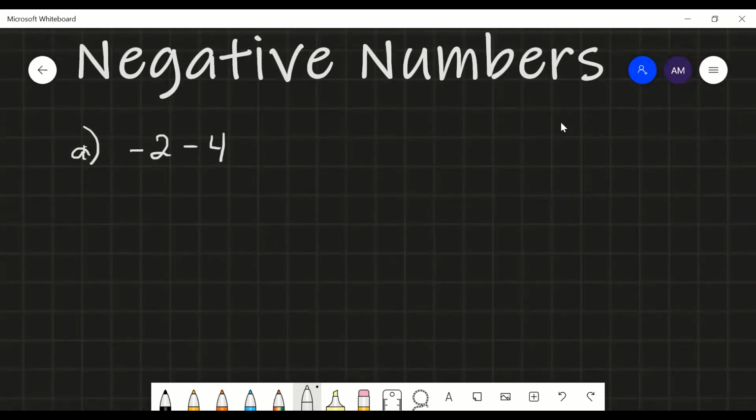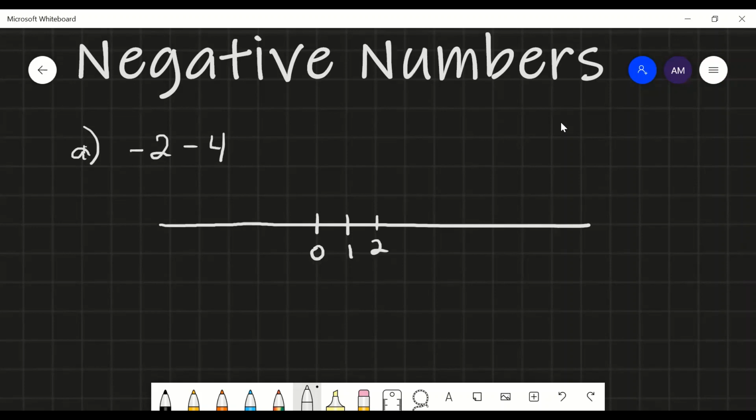Imagine you had a number line. So you just listed all the numbers, 0, 1, 2, 3, 4, 5, 6, 7, 8. This goes on forever this way.